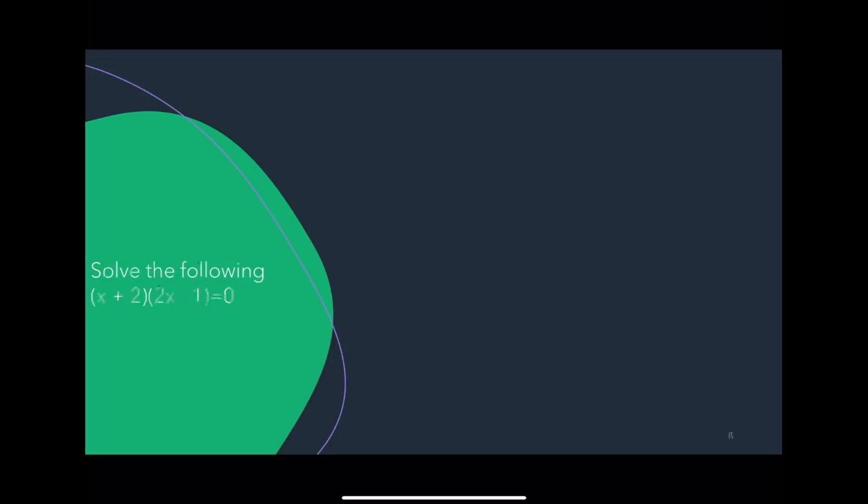Okay, next question is on expanding brackets: x plus 2, and then this is multiplication, 2x minus 1 equals 0. Remember what we mentioned last time, we said this needs to be expanded, so we apply the rule like this. So x by 2x, that means 2x squared, and then x by minus 1, that means minus x, plus 2 multiplied by 2x, that means 4x here, plus 2 multiplied by minus 1, that means minus 2.